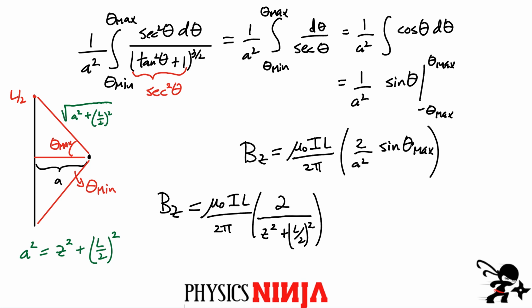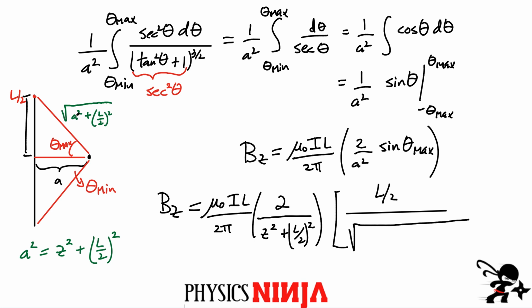Okay, and now we have sine of theta max. So sine of theta max would simply be, let's do this nice big square bracket, this distance right here divided by this distance. So that would be L over 2 divided by the entire distance going from this point all the way to the edge. Square root.